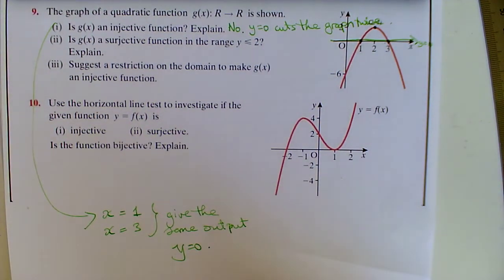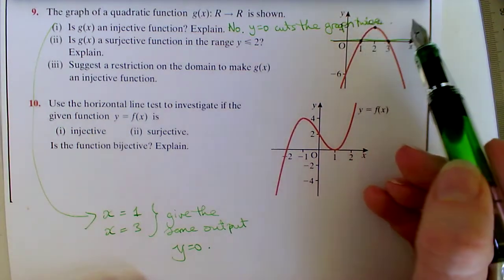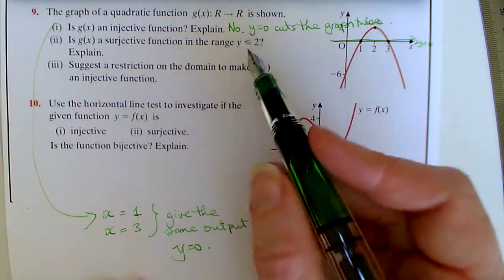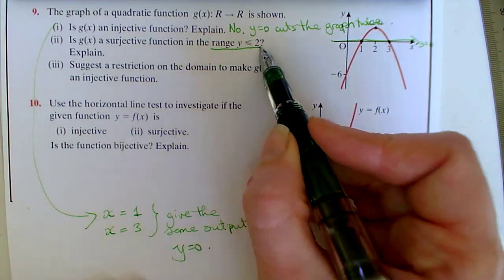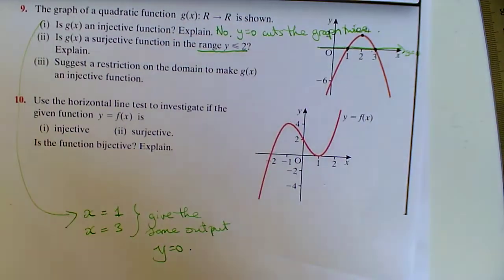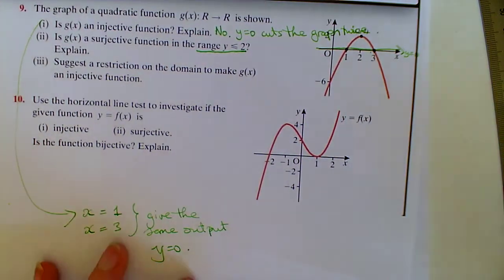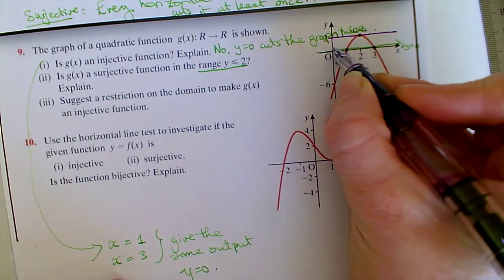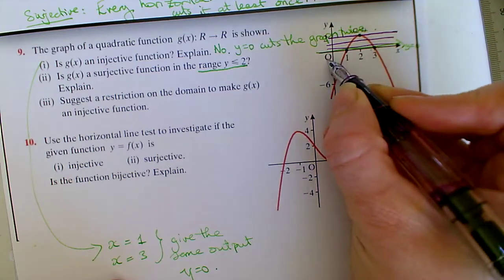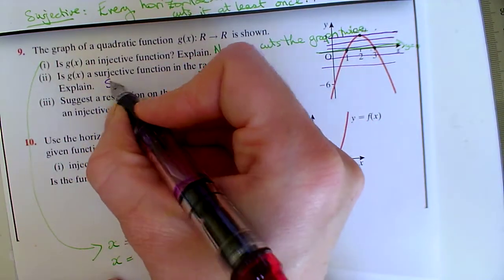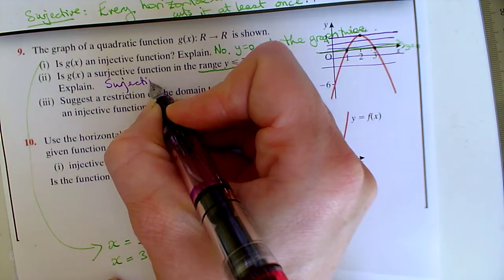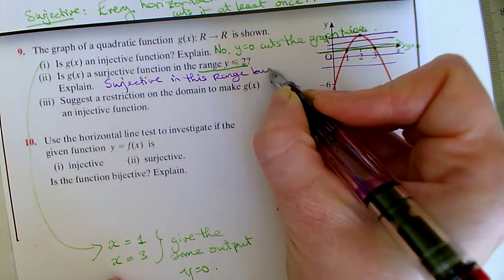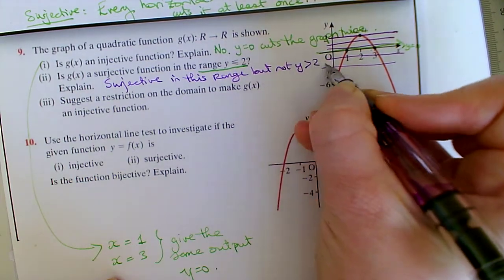Is it a surjective function? Well, we could draw a horizontal line up here that doesn't cut the graph at all. But let's just check here. Is it a surjective function in the range, in the outputs of y less than or equal to 2? Now, if I don't draw any horizontal line that's bigger than 2, will it always cut the graph? Yes. So it is surjective in this range. But not if y was greater than 2.